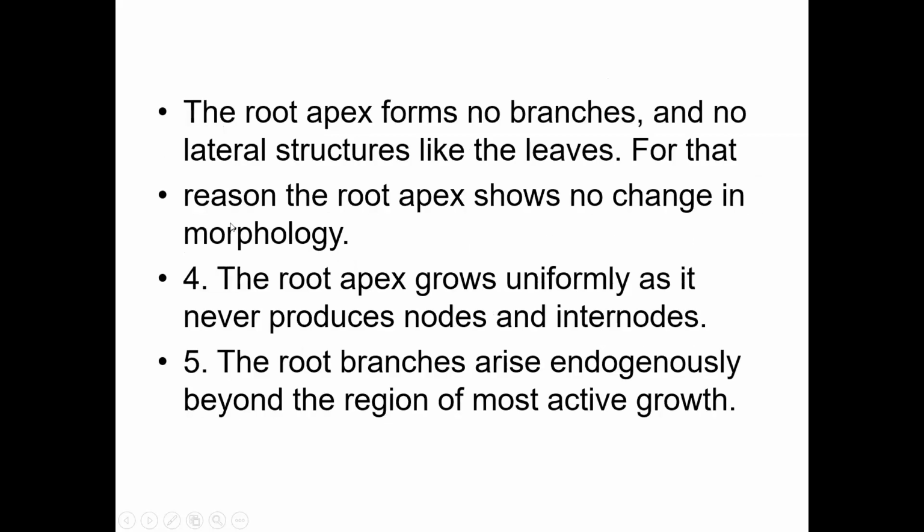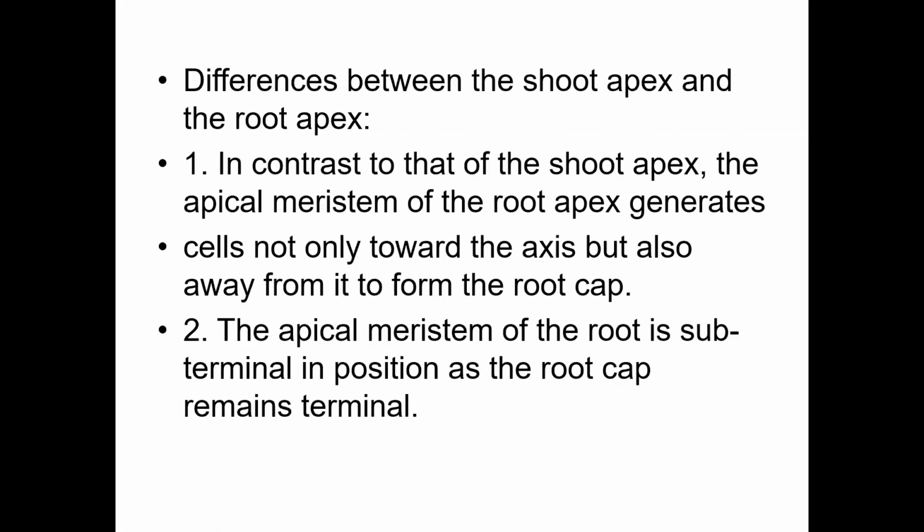Another difference is that the root apex forms no branches and no lateral structures like leaves. For that reason, the root apex shows no change in morphology. The root apex grows uniformly, as it never produces nodes and internodes. And the root branches arise endogenously behind the region of the most active growth. So these are the differences between root apex and shoot apex.